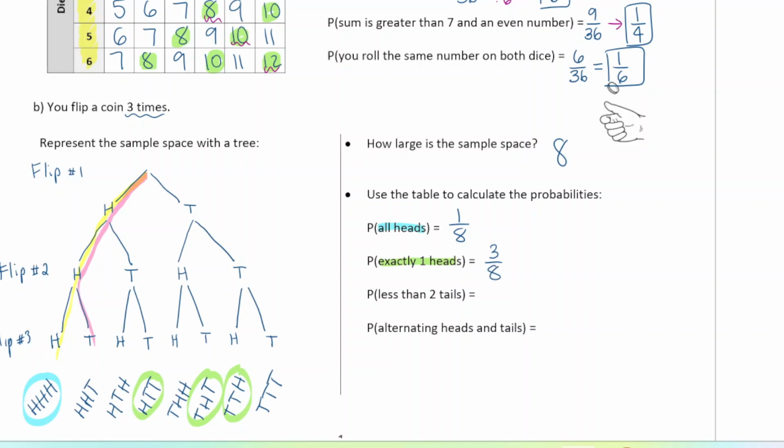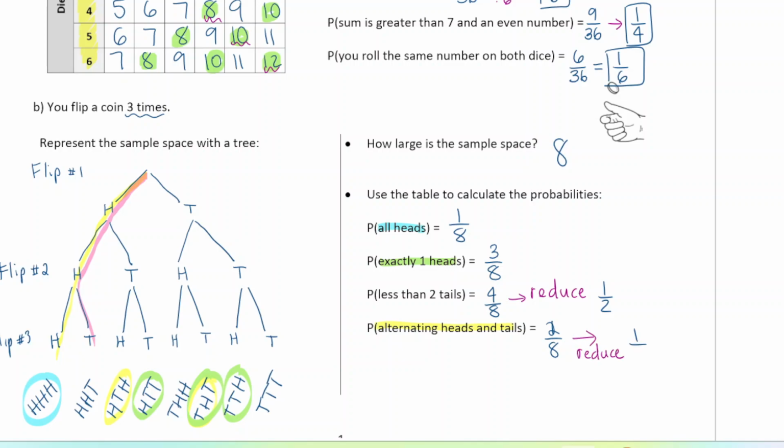Less than 2 tails, so that means we either get 0 tails or 1 tails. If you count those up, there's 4 of those. Then we can reduce this to give 1/2. And alternating heads and tails, so for example, let's highlight those ones. So alternating heads and tails would look like this: heads, tails, heads, or tails, heads, tails. So there's 2 of those. So it would be 2 out of 8. And we can reduce that to 1 out of 4.